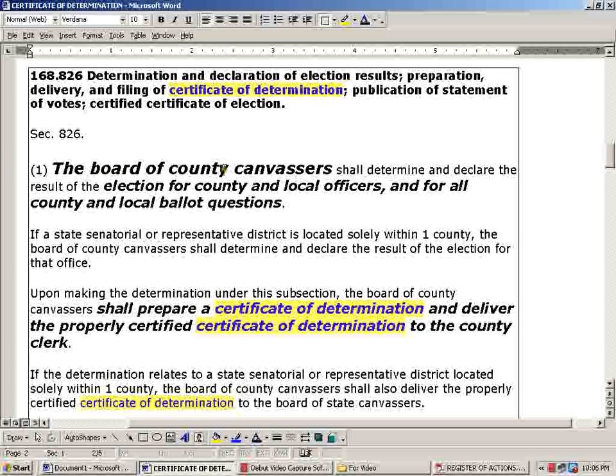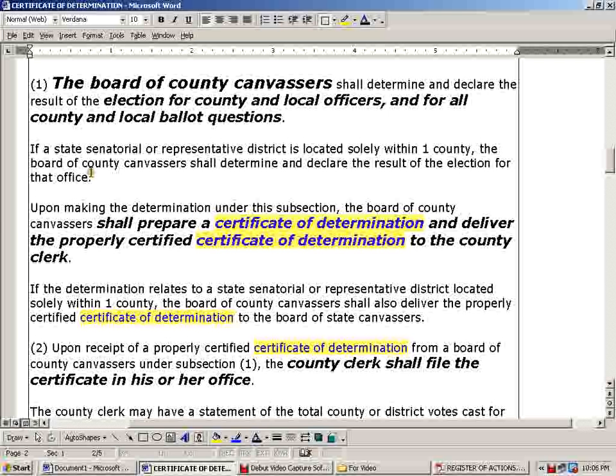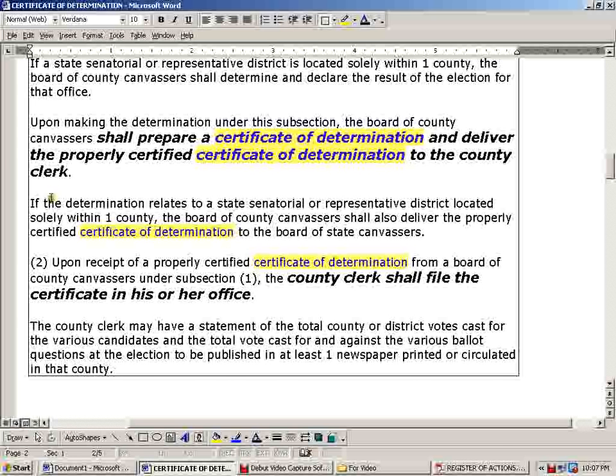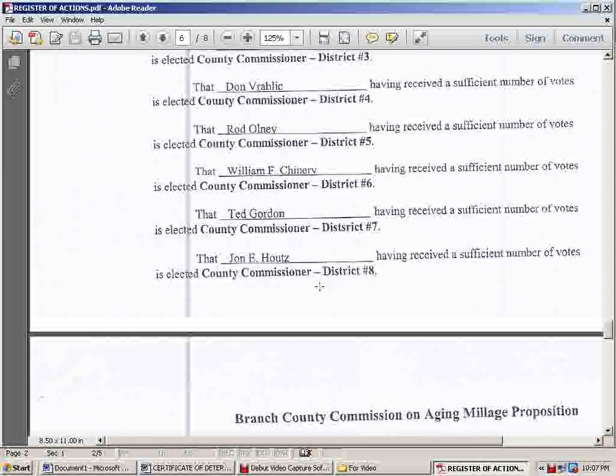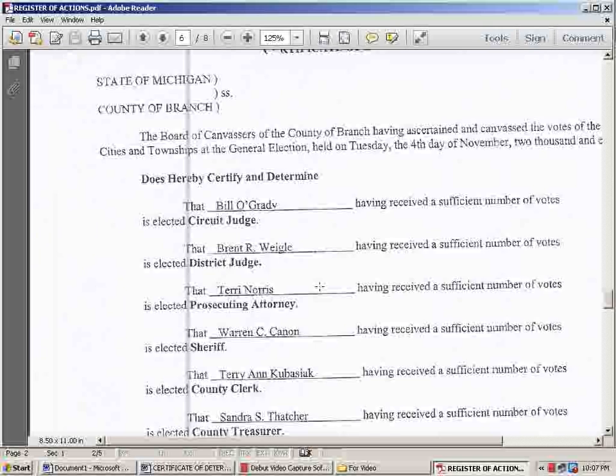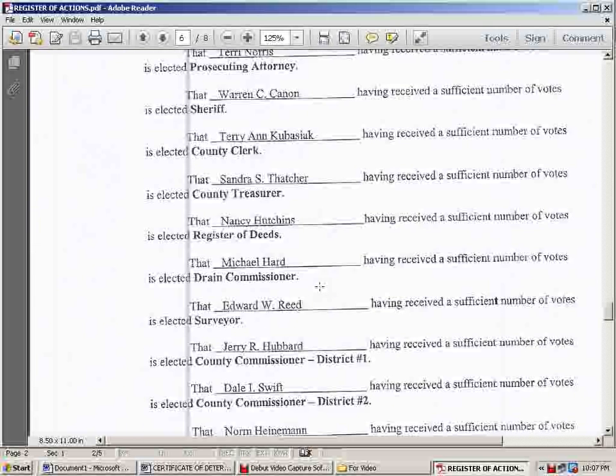The Board of County Canvassers shall determine and declare result of election for county and local officers in all county and local ballot questions. If a state senatorial representative, okay, forget that. Upon making the determination under this section, the Board of County Canvassers shall prepare a certificate of determination and deliver the properly certified certificate of determination to the county clerk. Well, they didn't do that. They didn't do it. So none of these people have been elected. There's no evidence to show that any of these people are elected. Nobody will swear to it. It didn't happen.